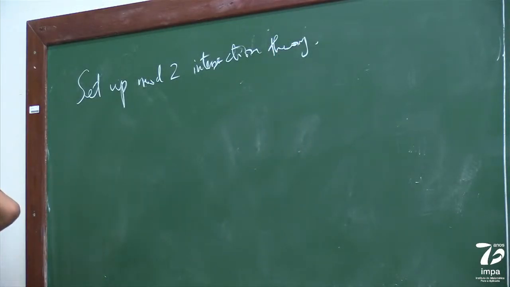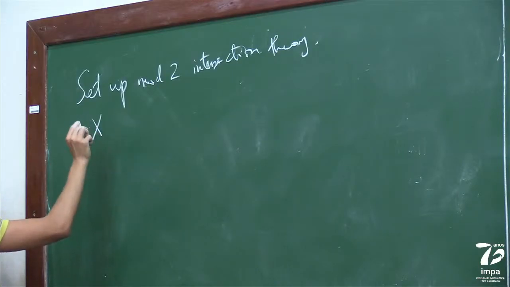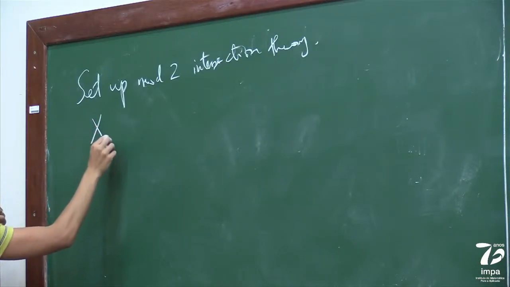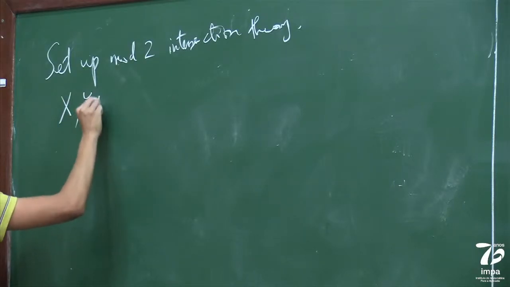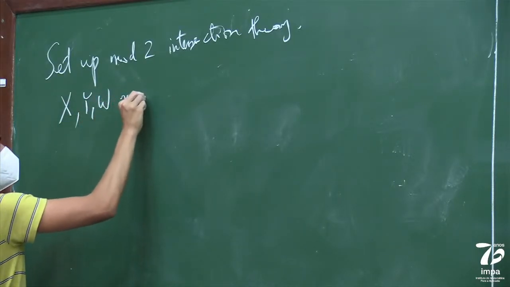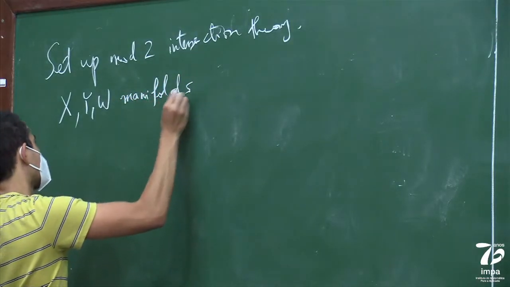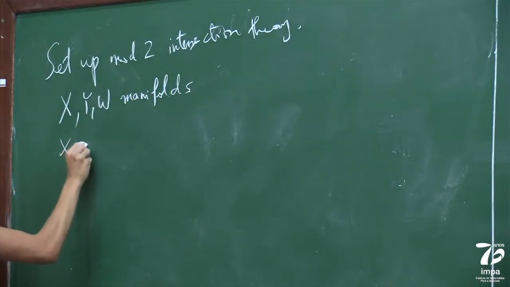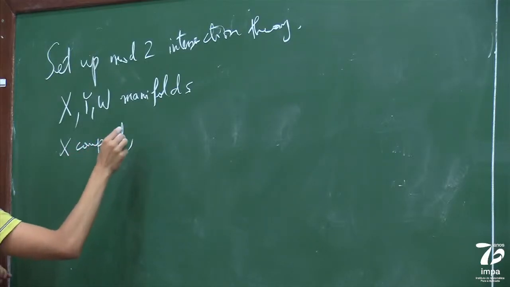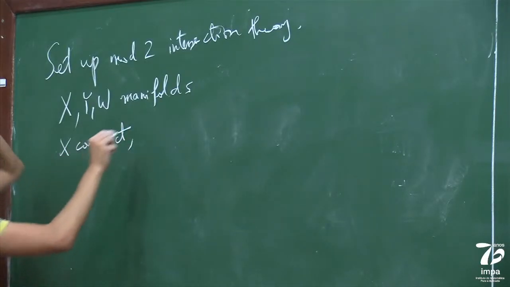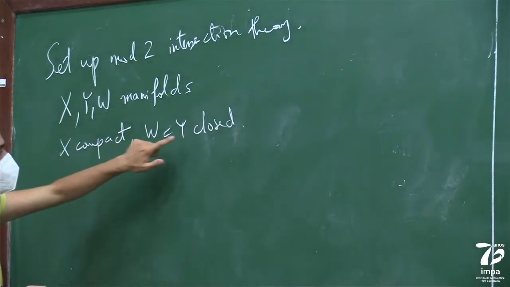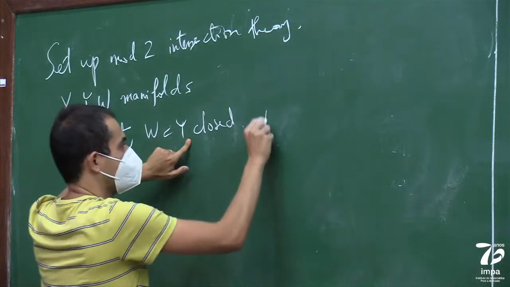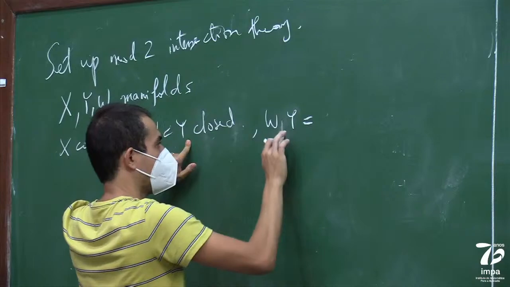So I'm not really going to do it, but I'm just going to say what I did before. So let's say if X, Y, and W are manifolds, and X is compact. I wrote this down earlier today, and Y is closed inside of W, and W and Y have no boundary.